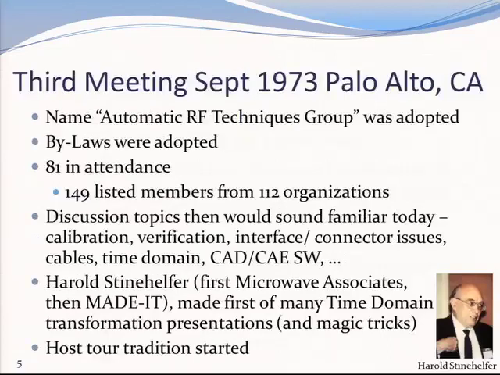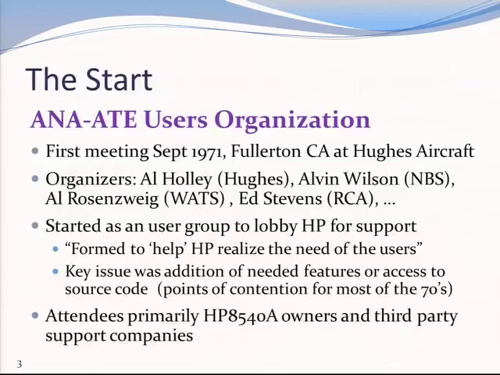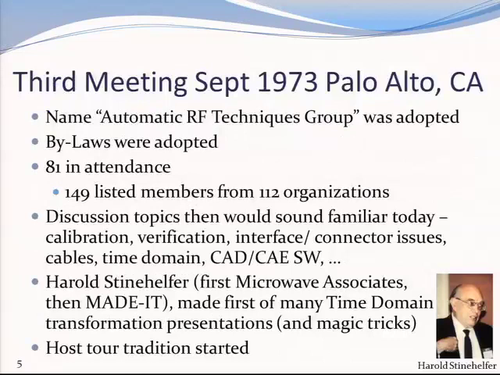It wasn't until the third meeting, September, that the name Automatic RF Techniques Group was adopted. There were bylaws, 81 folks in attendance. Wait a second. That's 72. I just realized there's a typo there. First meeting was in 72. By this time, there were 81 in attendance, which is about what's here.